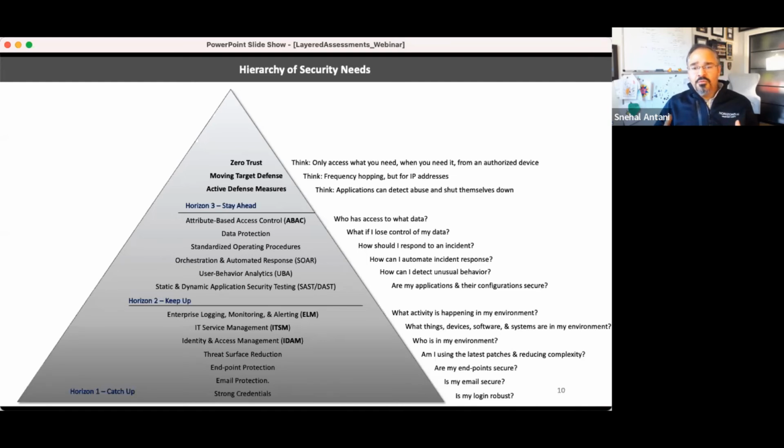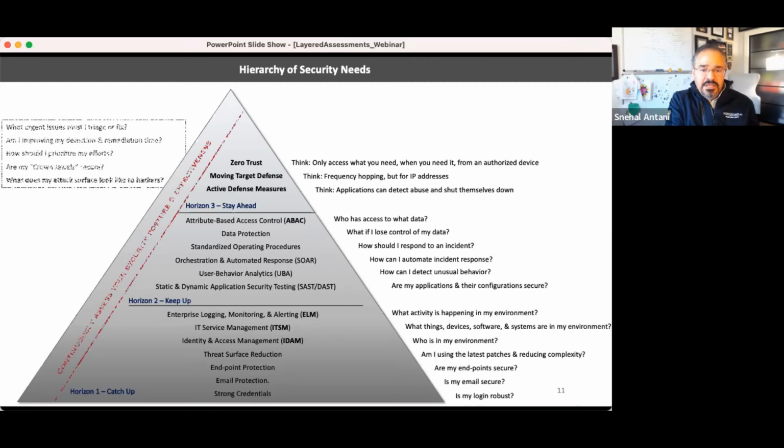That's all great, sharks with laser beams, pie in the sky type concepts. And for most companies, it's a pretty long journey to get to the stay ahead capabilities, and you have to have the right foundation in place through the catch up and keep up experience. And throughout all of this, you want to be continuously assessing the security posture and effectiveness to make sure that you are properly defending your environment.